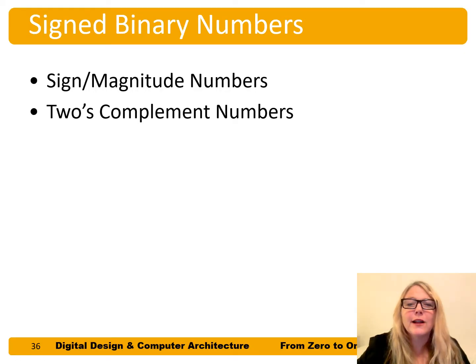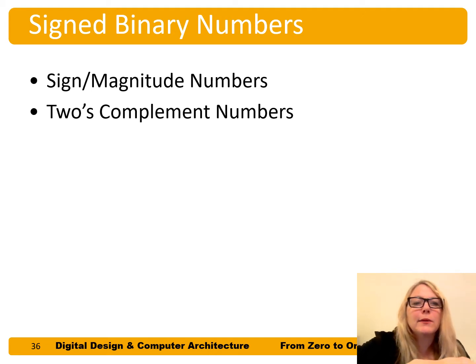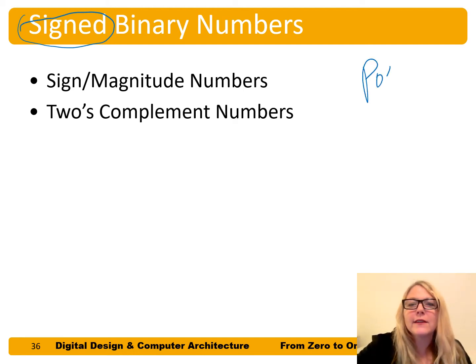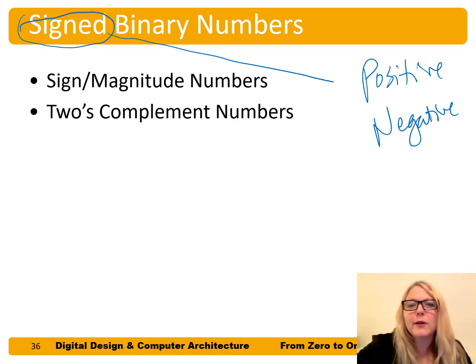Up until now, we've talked about unsigned binary numbers, where unsigned means positive numbers. And so now we're going to talk about signed binary numbers, and signed binary numbers can represent both positive and negative numbers. So signed binary numbers means we can represent both positive and negative numbers, whereas unsigned binary numbers, which we've been talking about so far, represent only positive numbers, where 0 we're considering as positive.